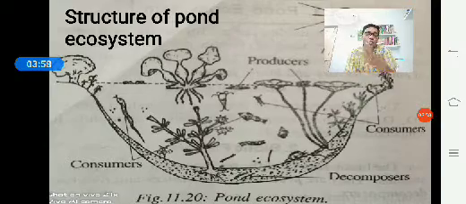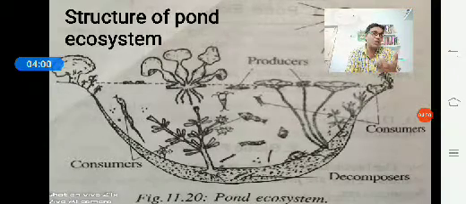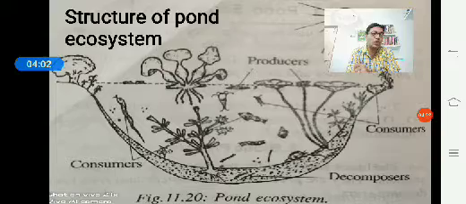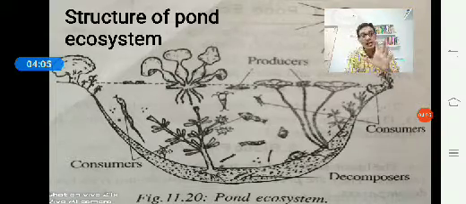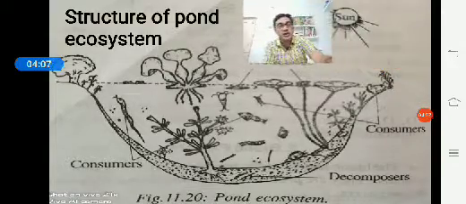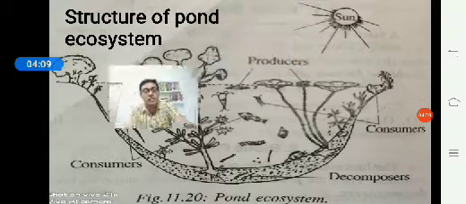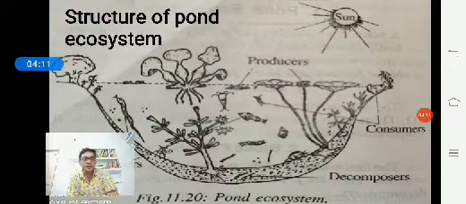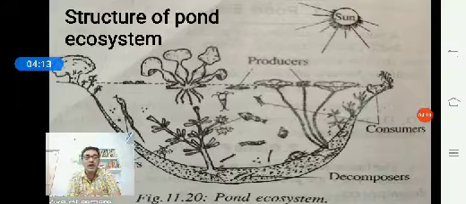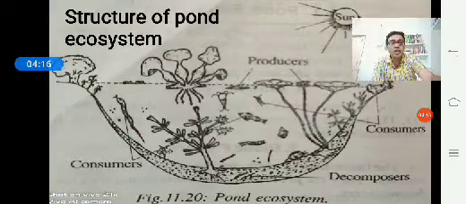Let us study. We are going to take an example for ecosystem that is called a pond ecosystem. In the pond ecosystem, we are going to study the structure of the pond ecosystem.